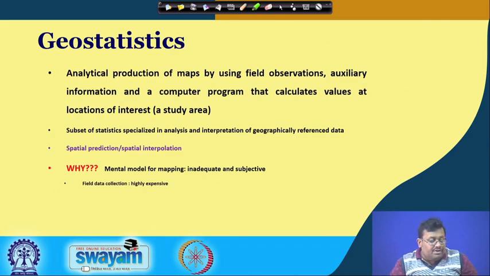Why? Because whenever we do mapping with our mental modeling, this is basically inadequate and subjective, and field data collection, on the other hand, is highly expensive. So, these are some obstacles, that is why we go for this geostatistical interpolation or geostatistical prediction.